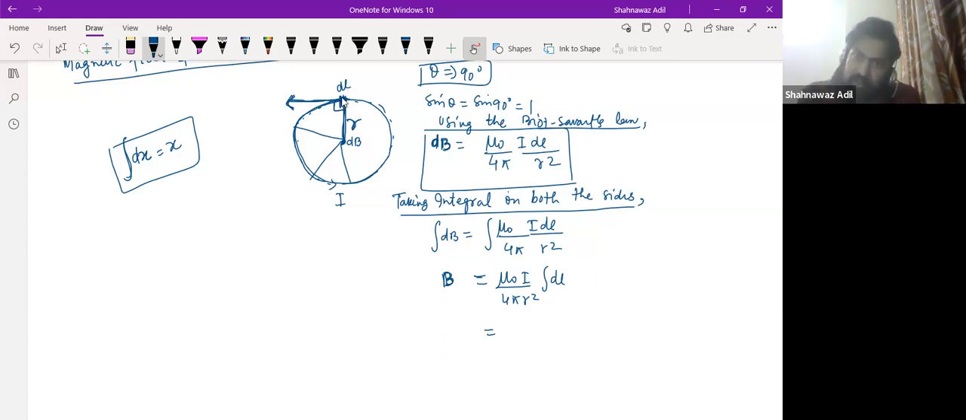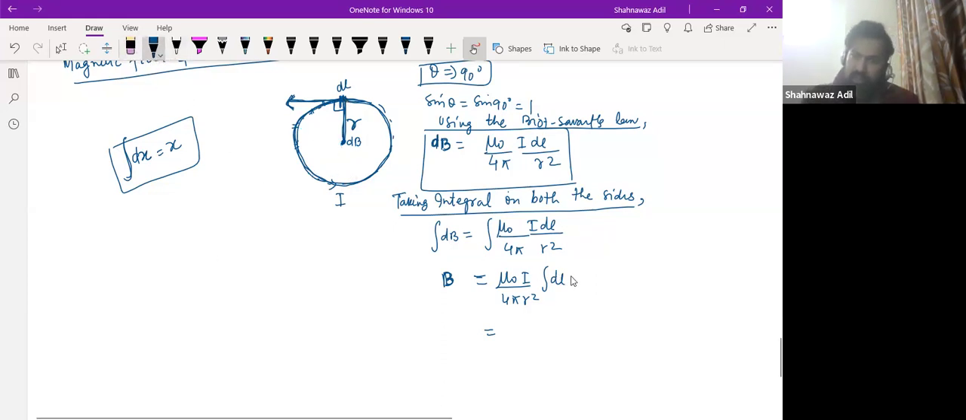If you add up all these small dl, what will you get? What is this shape? What is the distance that you are covering if you add up all these things? What is this distance? Circumference, right? Circumference of the circle. This is the circumference, right, Arslan?